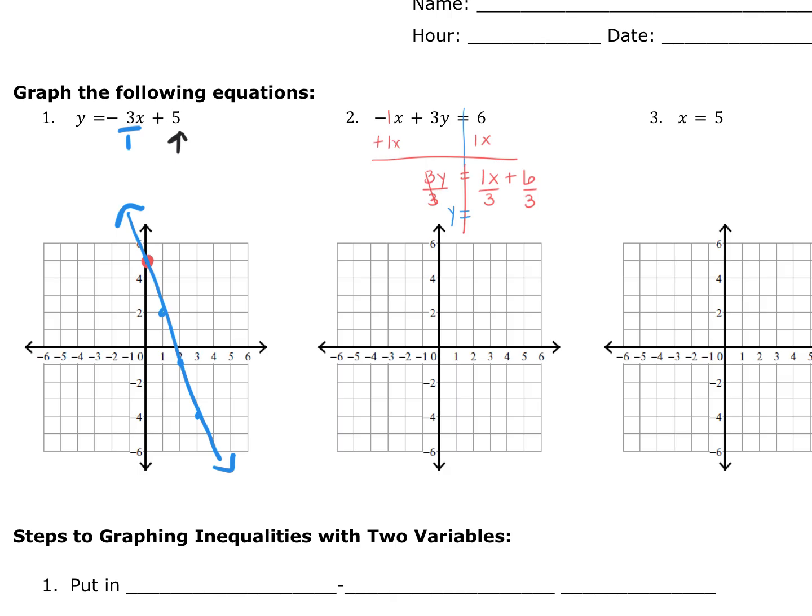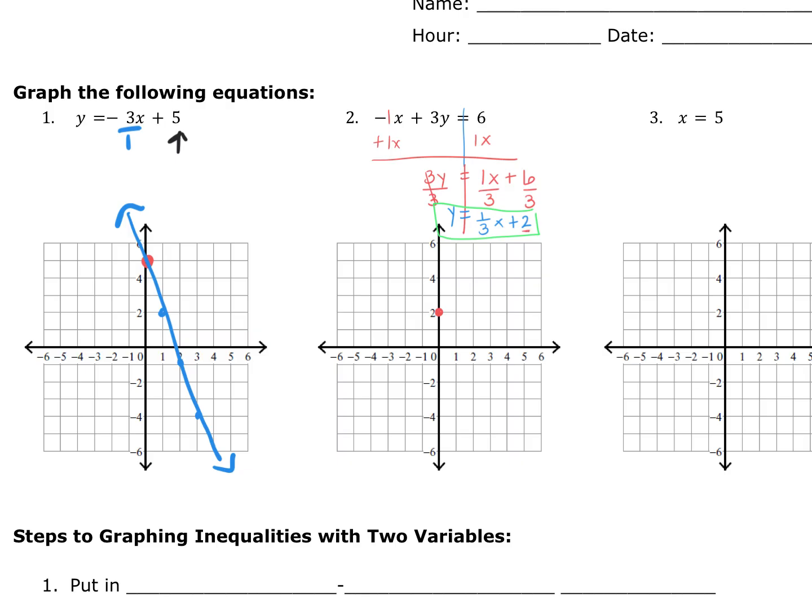My equals stays an equals. This part is going to stay a fraction because that's my slope. That tells me I'm going to go up 1 and to the right 3. But this next part I can reduce. So 6 divided by 3 is a positive 2. Not my slope, but where I'm going to start, my b in y equals mx plus b. So I'm going to put my first dot on a positive 2, and I'm getting that from right here.